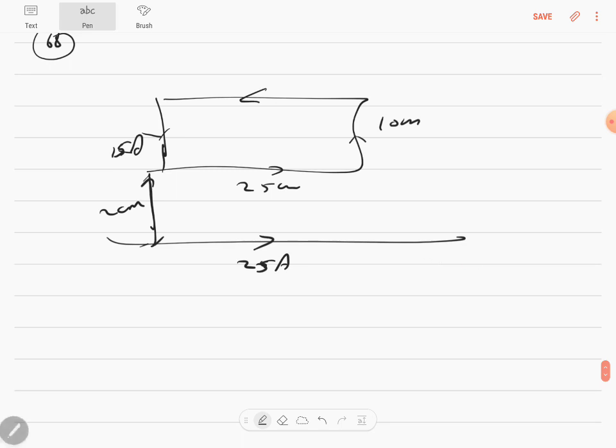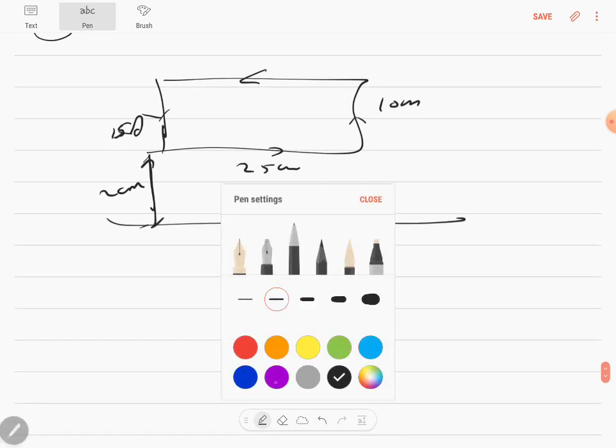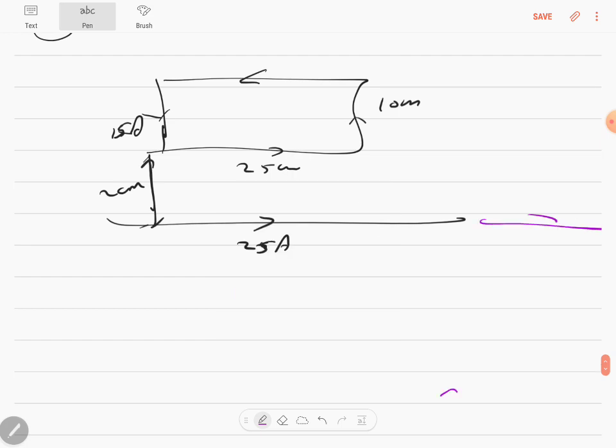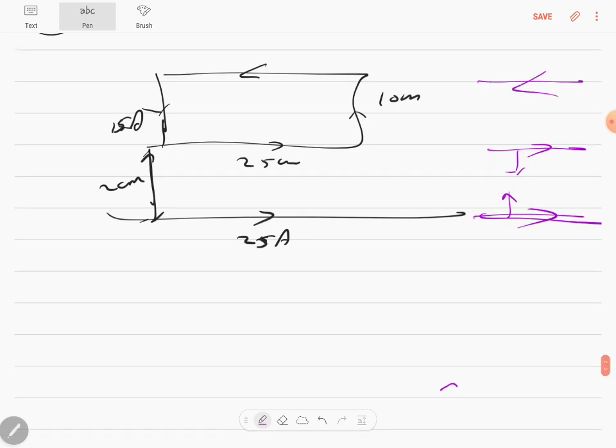Can you see this wire is like this? This 25 centimeter wire and the straight wire are both carrying current in the same direction, so they will undergo attractive force. Parallel wires carrying current in the same direction will be attracted, so it's going to pull. Whereas the first wire and the last wire carry current in the opposite direction, so it's going to get repelled.